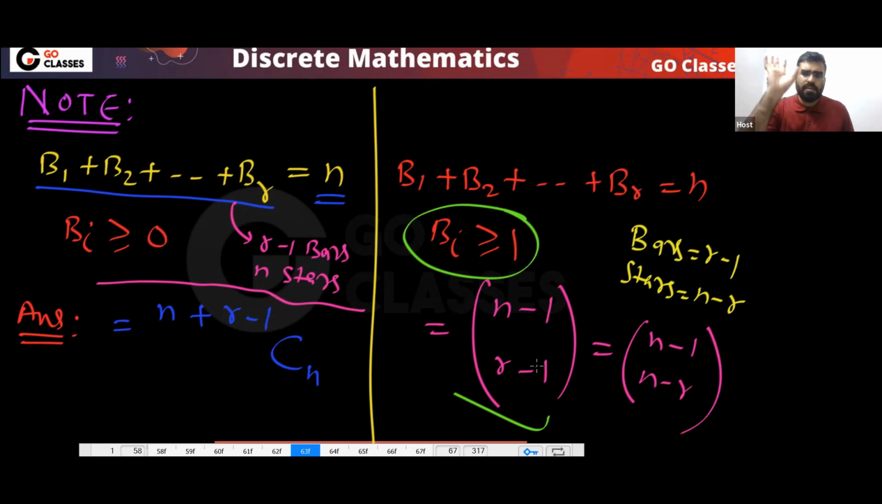But anyway, you don't have to remember it, because if you remember it, then someday you will make a mistake. So you can just apply the procedure. Just find how many bars are there and how many stars are there, and then it is very simple. Total C stars. So that is the idea.